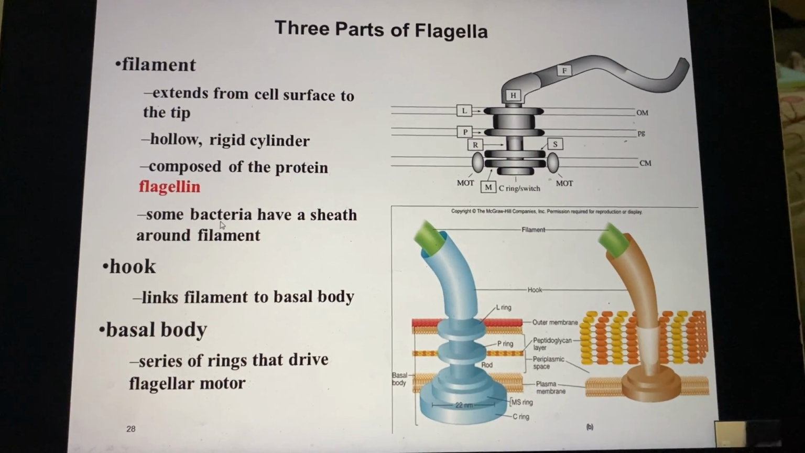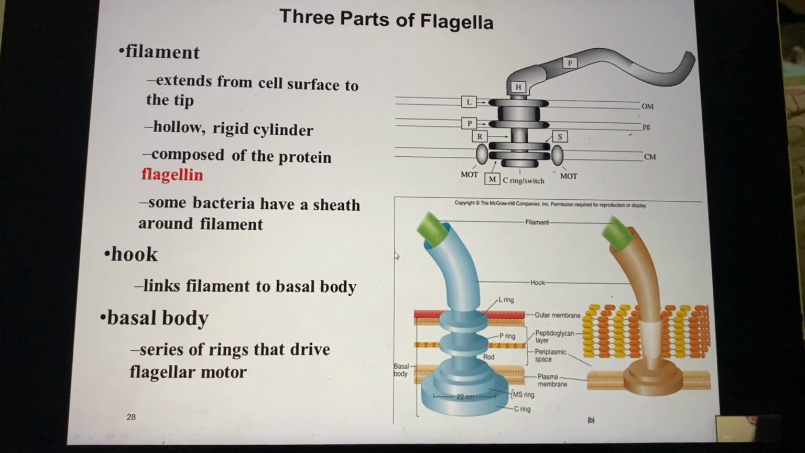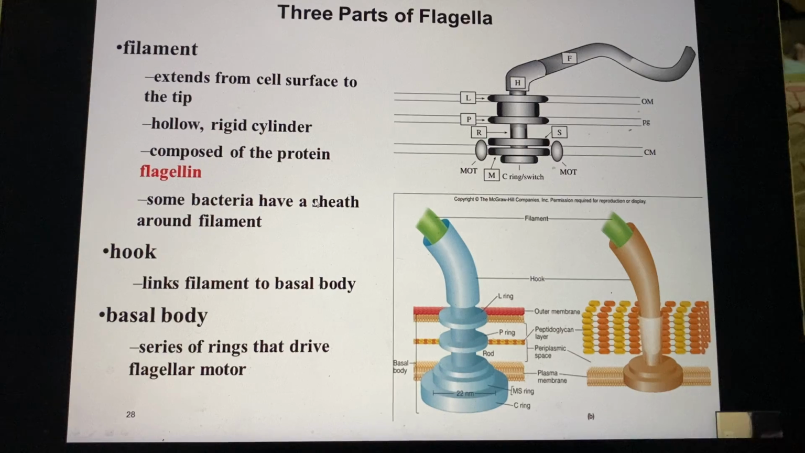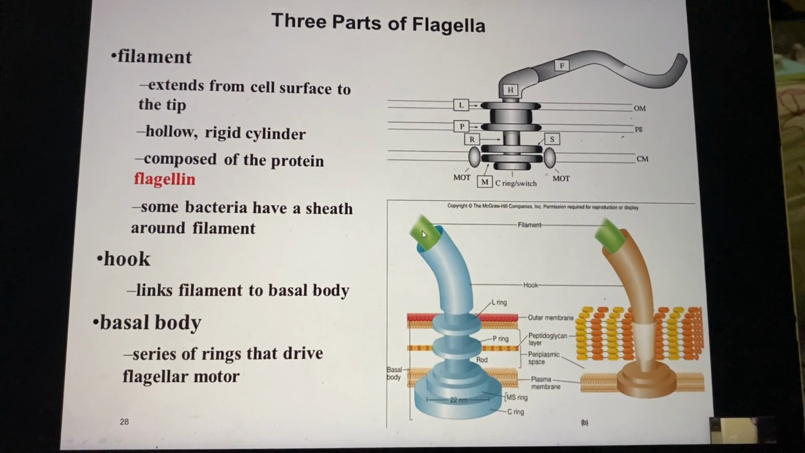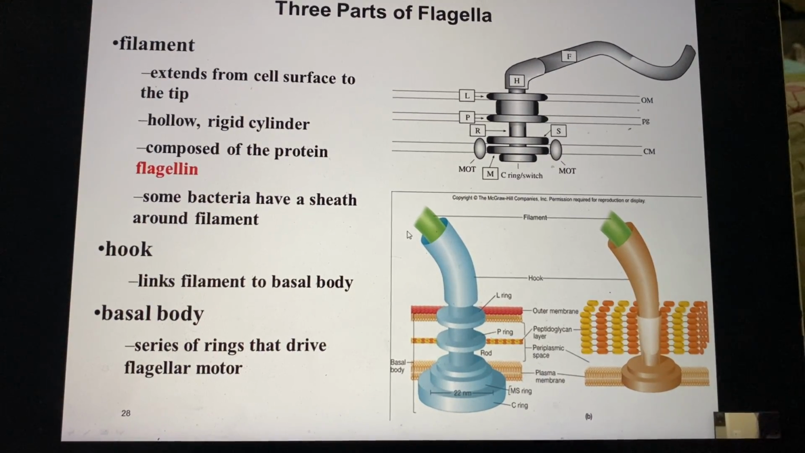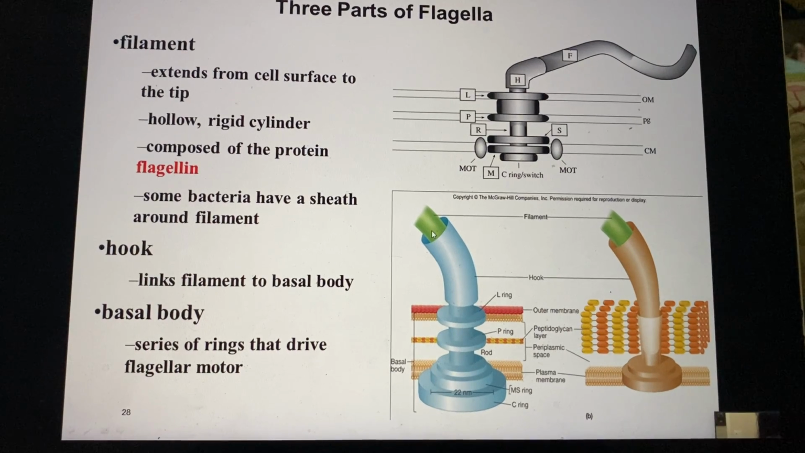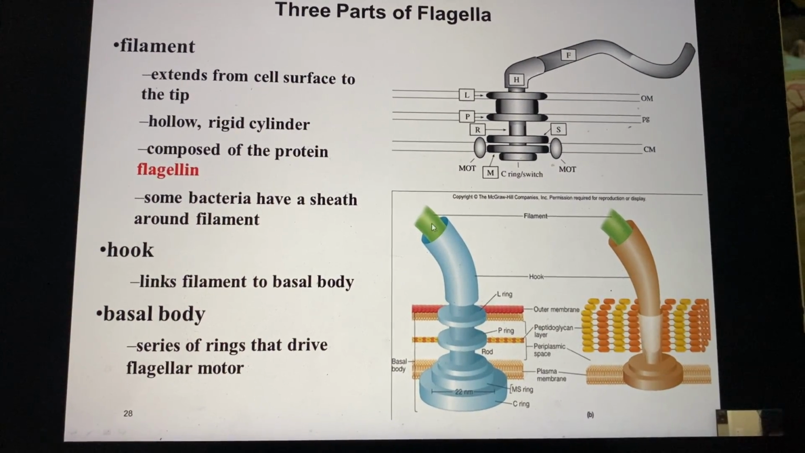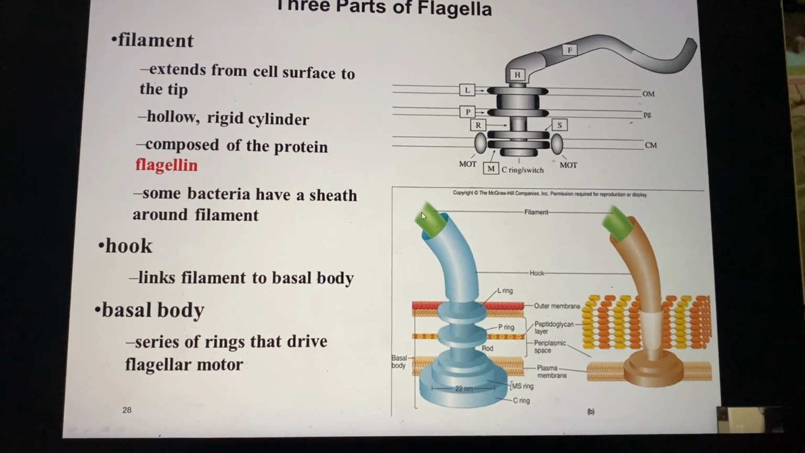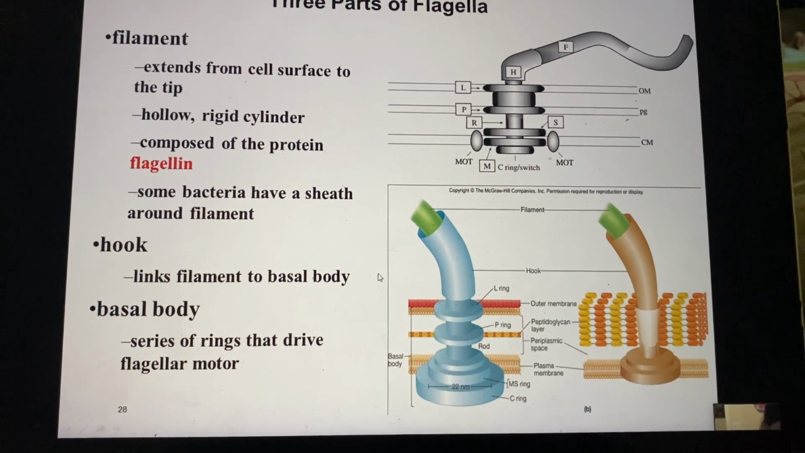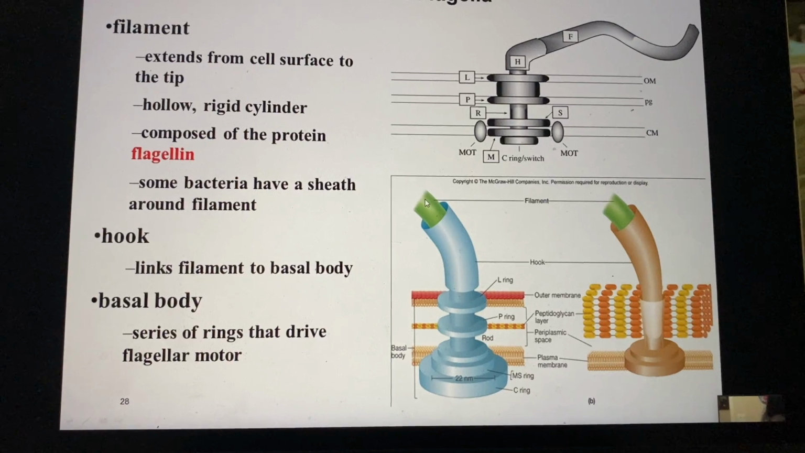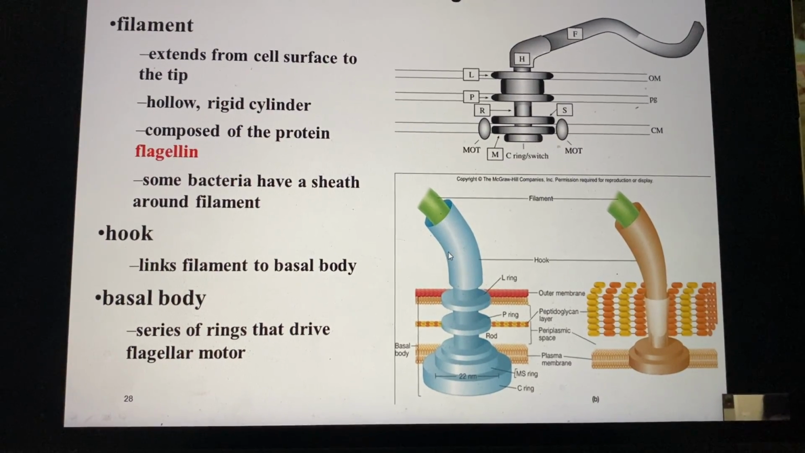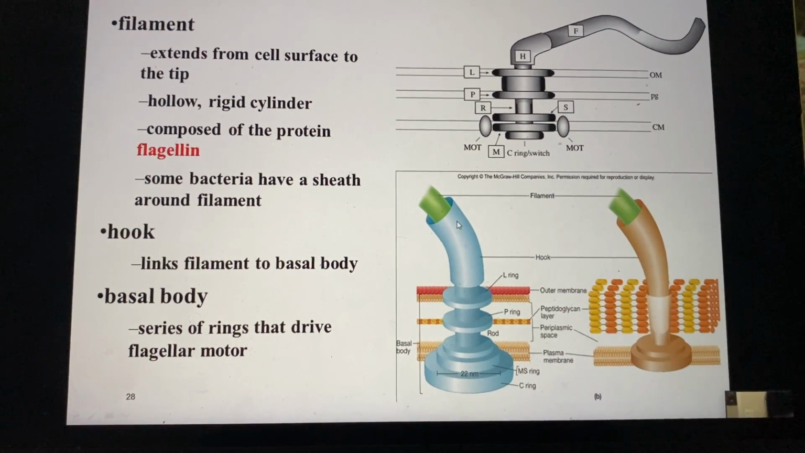Okay. Some bacteria have a sheath around the filament, and we'll talk about that in the next slide. But most of the time, and we are looking at the flagellar arrangement, and we just saw those flagella sticking out of the cell, the filament is not enclosed in anything, and it is free, like a hair-like structure sticking out. Now, this rigid cylinder of the filament is now attached into what we call the basal body.